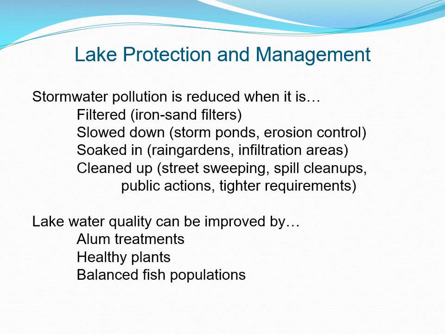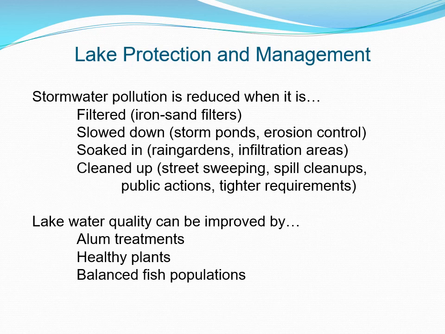We can slow it down by putting it into storm ponds first, or a chain of ponds before it goes into a major lake. We can make sure that not very much soil runs off of a landscape, especially when it's under development. We call that erosion control. We can soak in stormwater in things like rain gardens and other infiltration areas. We can clean up the impervious surfaces themselves, like parking lots, and we can send out the street sweeper, and we can make sure that people don't spill all over the place.